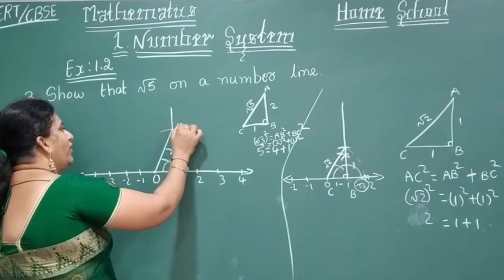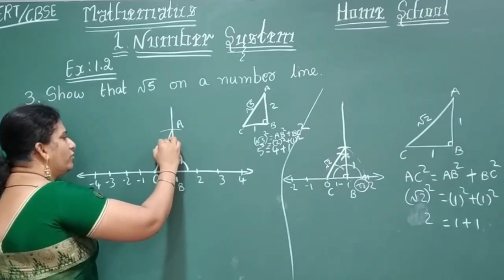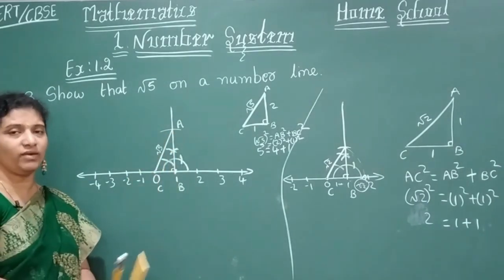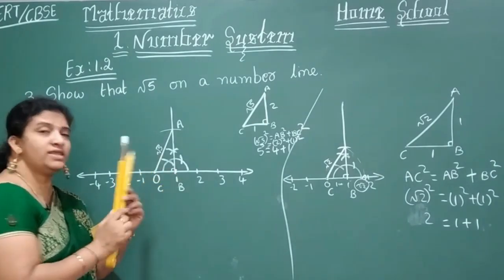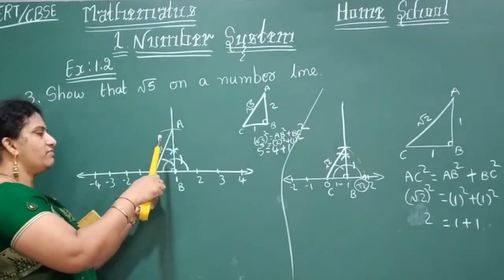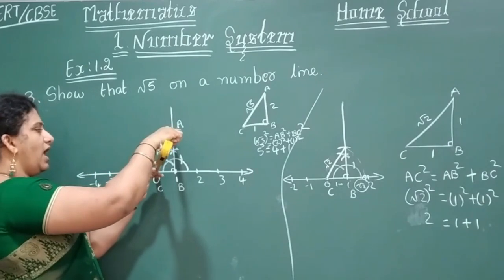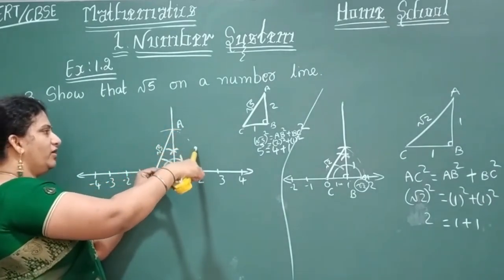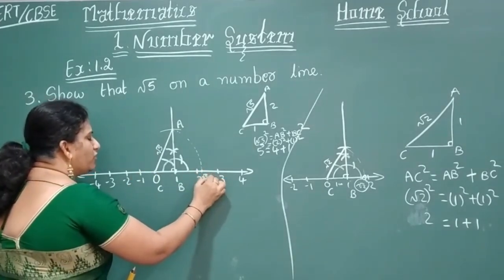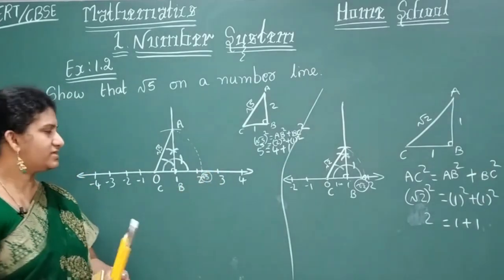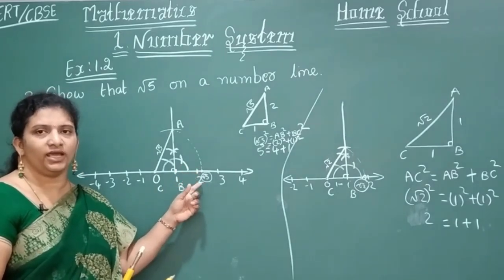What is the letter you have to write here? A. So now, what is CA, children? This is root 5, but it's not the value of root 5. Where does the value of root 5 come? It will be on the number line. So now from this point, measure where it is cutting the arc and draw a dotted line. Yes, this is the point, children, where you are going to mark root 5. This is the place where an irrational number is plotted on a number line.